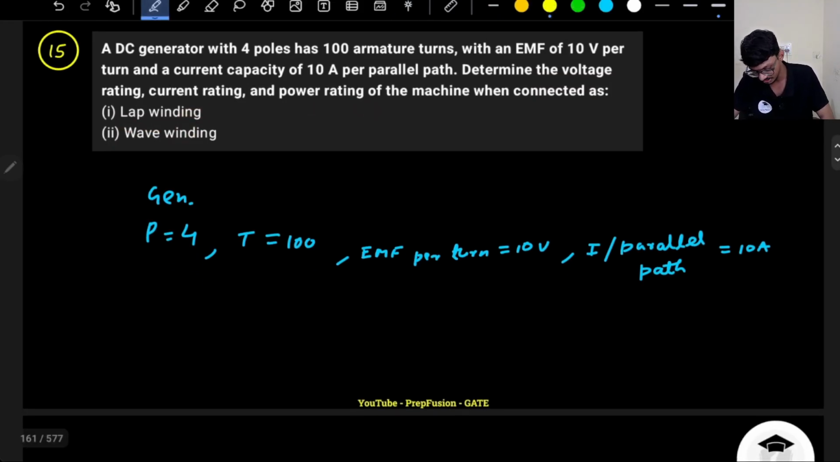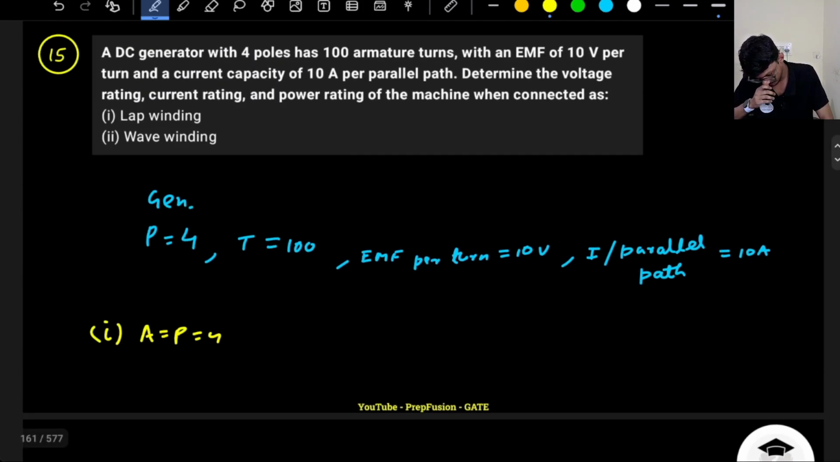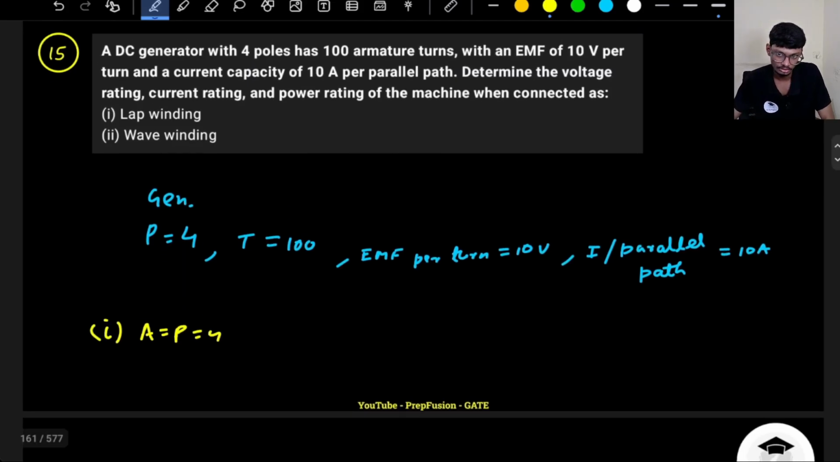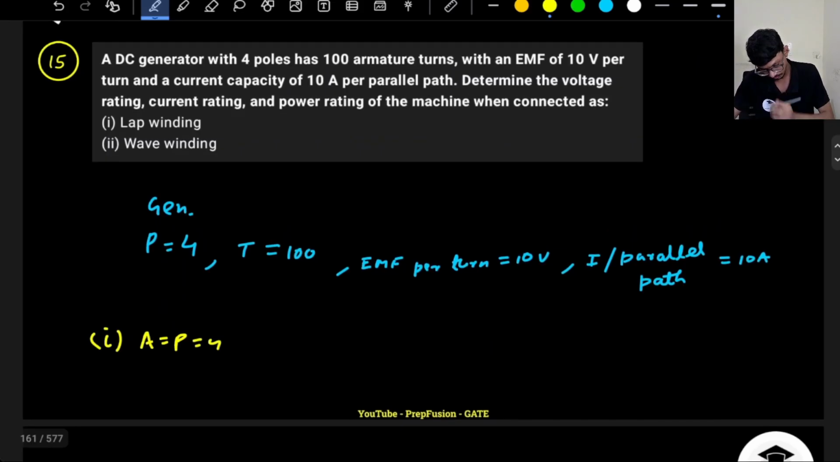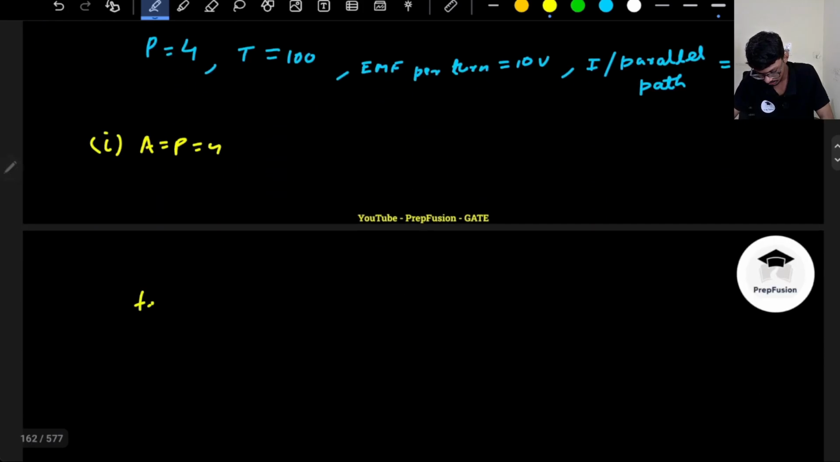So let's do it for the first case when it is connected as lap winding. If it is connected as lap winding, A will be equal to P. So we'll have 4 parallel paths, right? So let me draw, and per turn EMF is there, 10 volt per turn. Total I have 100 turns, and I have 4 parallel paths. So in each parallel path, how many turns will I have? 20 turns, right? So turns per path will be 20.